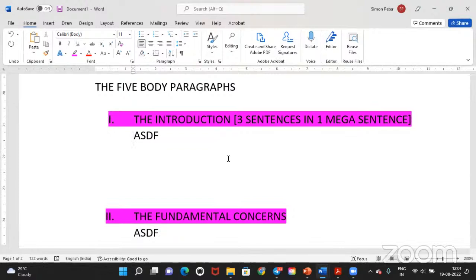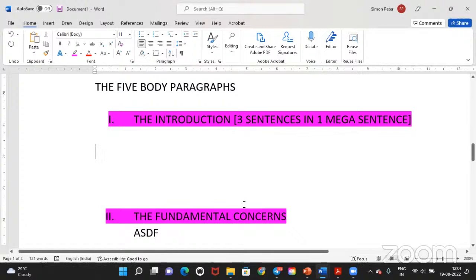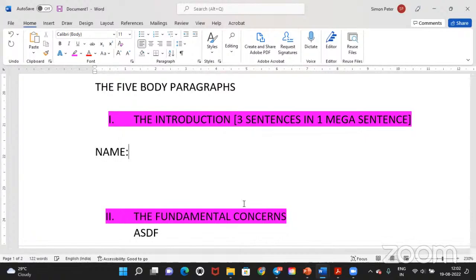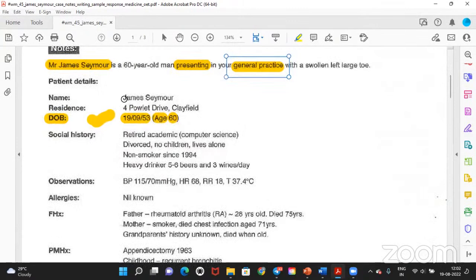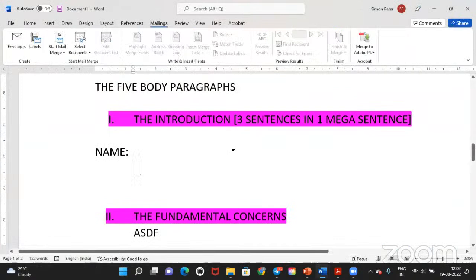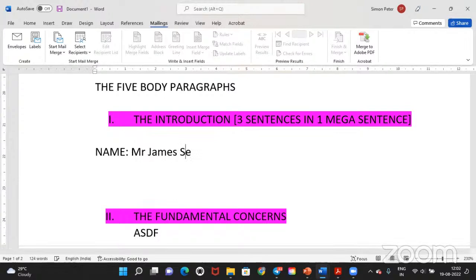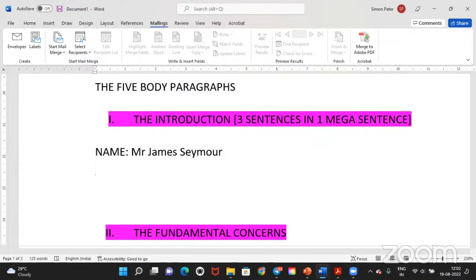Right. Now here, content. Number one. So what are you going to write about here? First one, you have to write the name of the person. What is the name of the person? Name of the person is here. You can write in your notebooks also. You're going to write about Mr. James Seymour. Okay. So his name is here. You need not write the full name here because you already wrote it in the subject. So Mr. James Seymour. So you already know this one. This is number one. Okay.